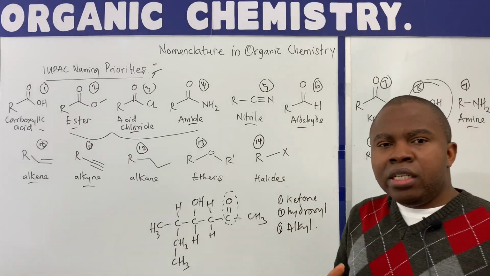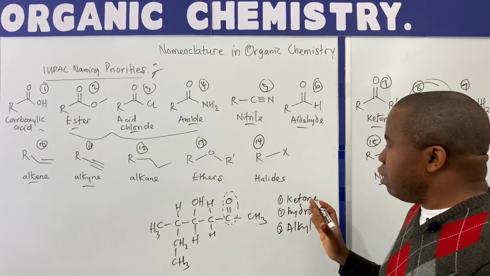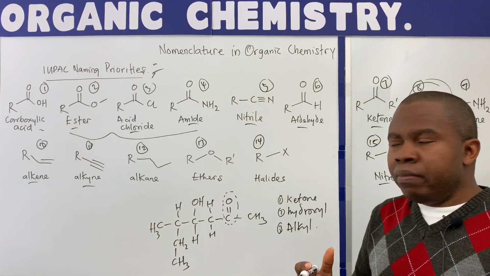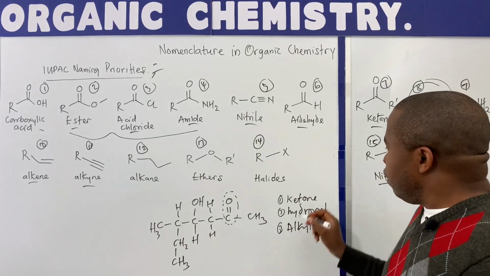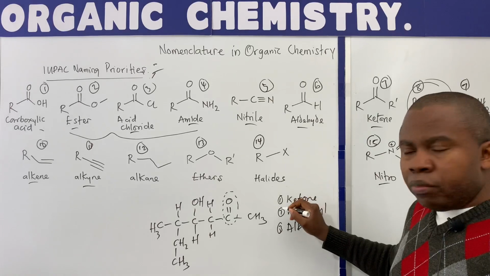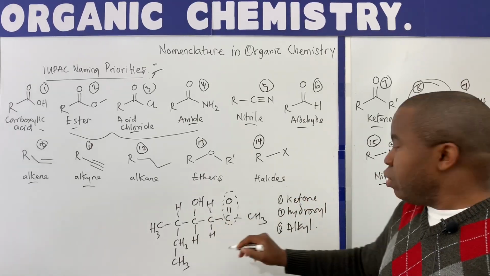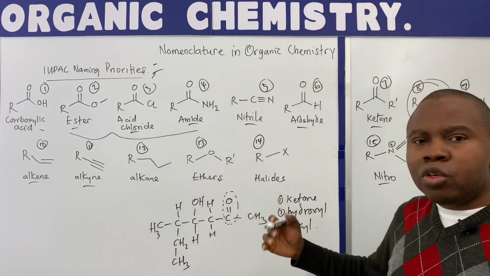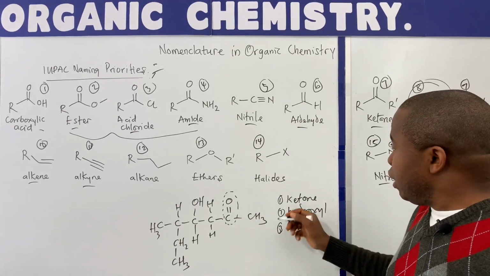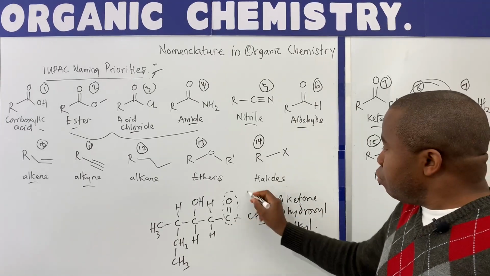So the parent name in this case can only have one family as the name. So this compound is going to fall into the family of the ketone, because it's not going to be an alcohol, because the ketone group has higher priority in the IUPAC naming convention than an alcohol. So it's going to be a ketone.